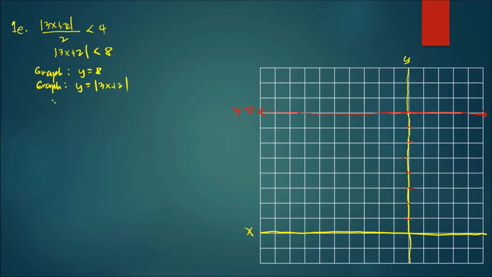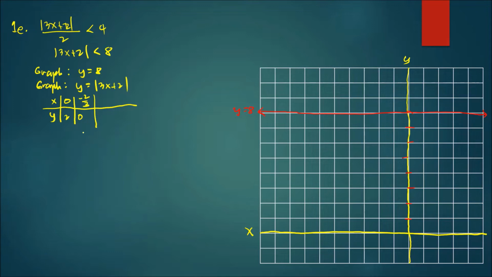Again, to graph this, we need our table of values. So first, we need to look for the y-intercept. To get that, we need to plug in 0 to x. So if x is 0, then y is equal to 2. Then we need to get the x-intercept. To do that, we need to plug in 0 to y. So if y is 0, then x is negative 2 by 3.